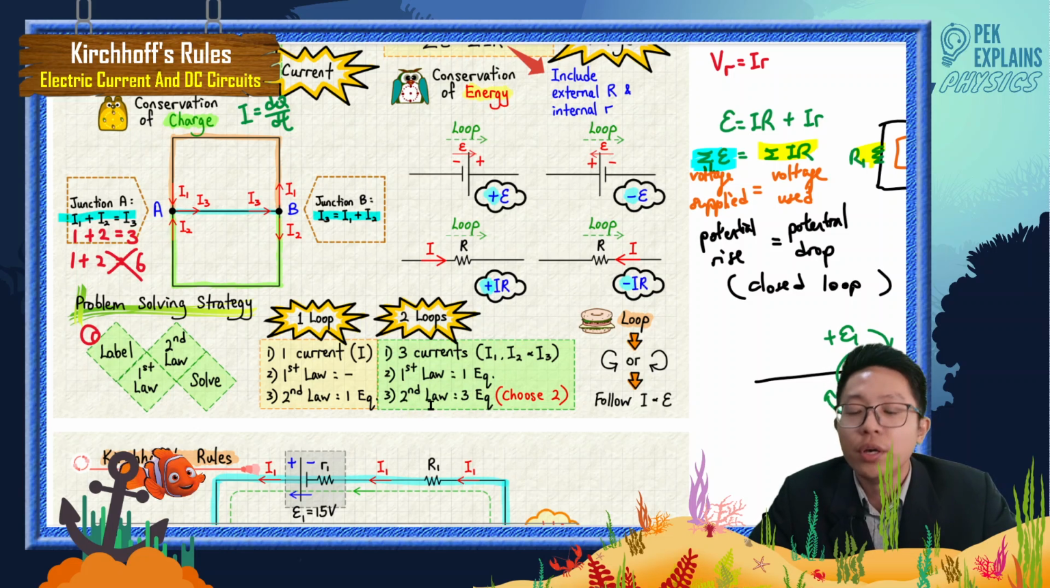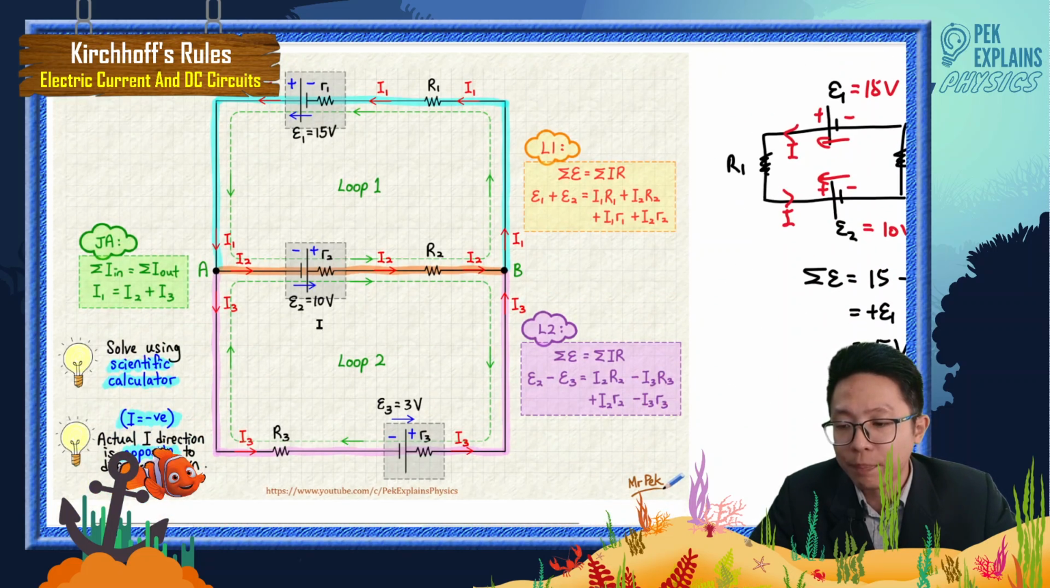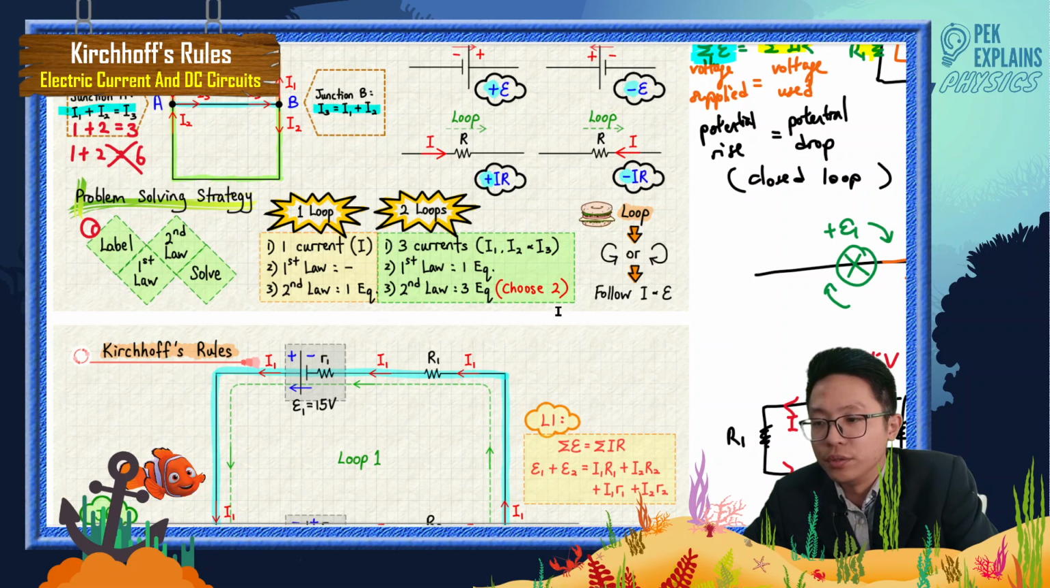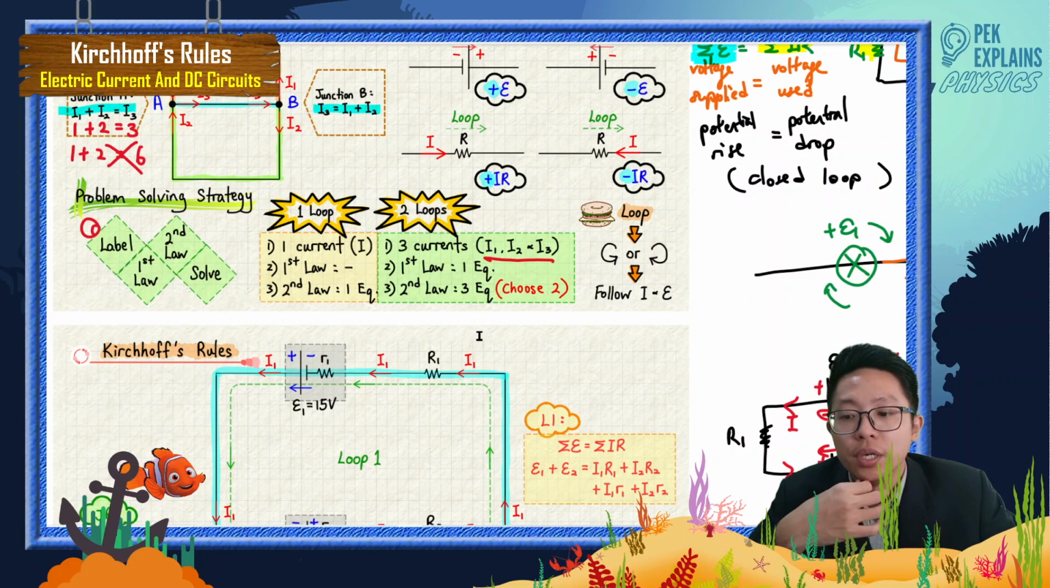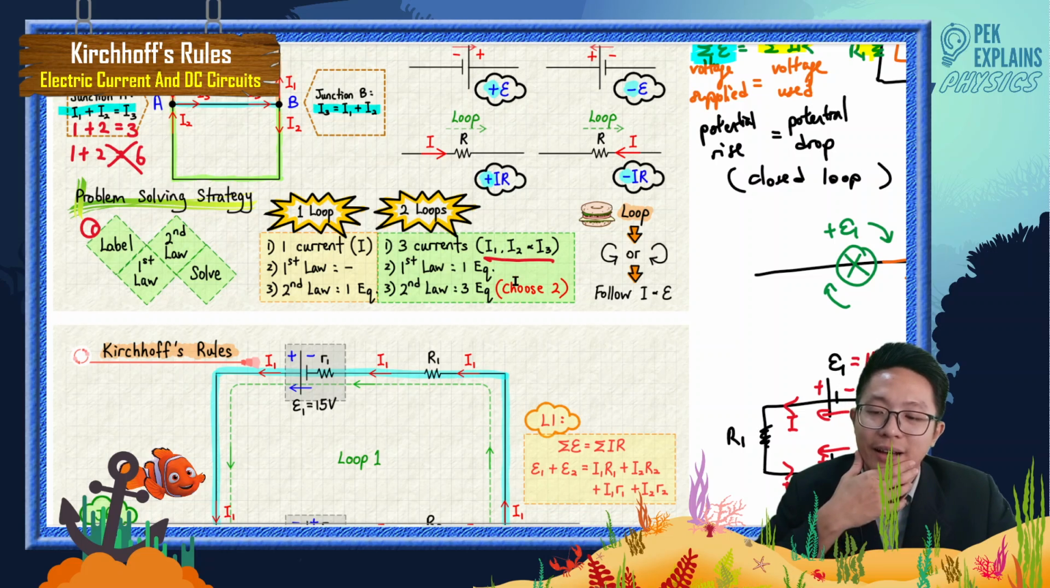And then for the second law, you will have three loops for you to choose: the upper loop, the bottom loop, and the big loop. Since you have three loops, you can build three equations, but you only need two. You only need to find two equations because we only have three unknowns, I1, I2, and I3. So you only need three equations to solve three unknowns. Okay? Understand?